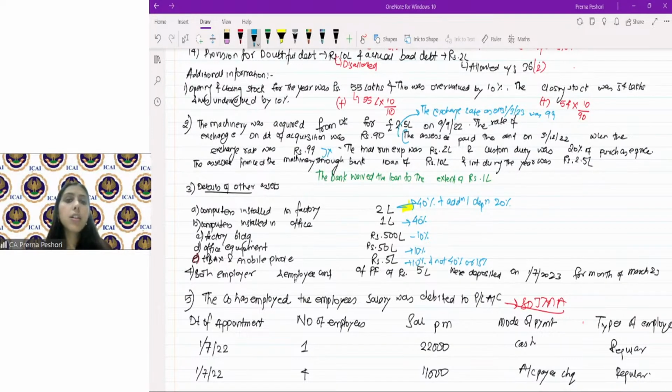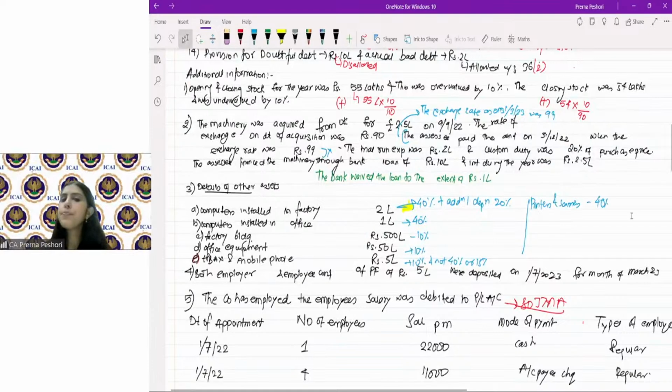How about, let's say, one more point, printers and scanners. What will be the rate on that? Printers and scanners, what would be the rate on that? Yes, correct. 40% as it forms the part of the computer. So printers and scanners would go at 40%.